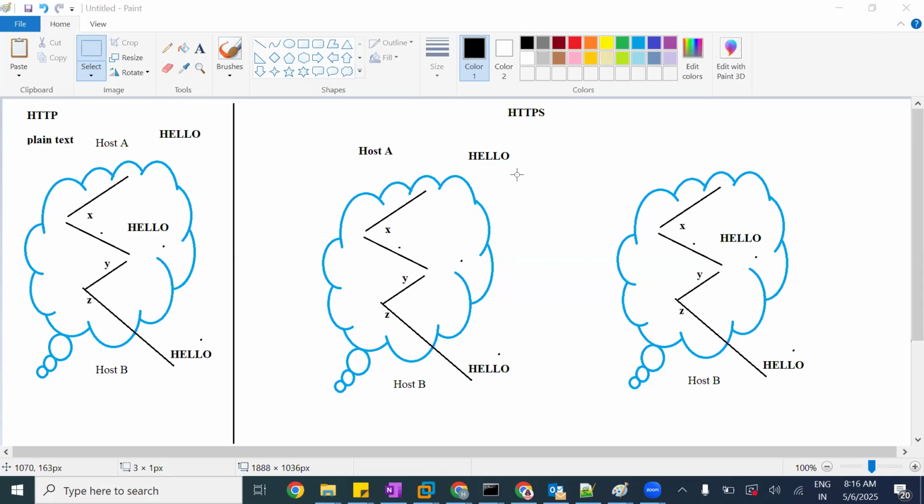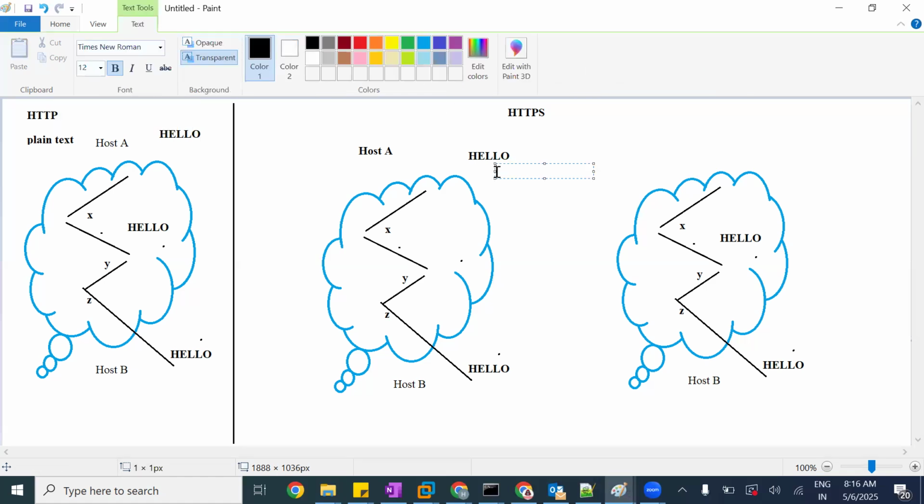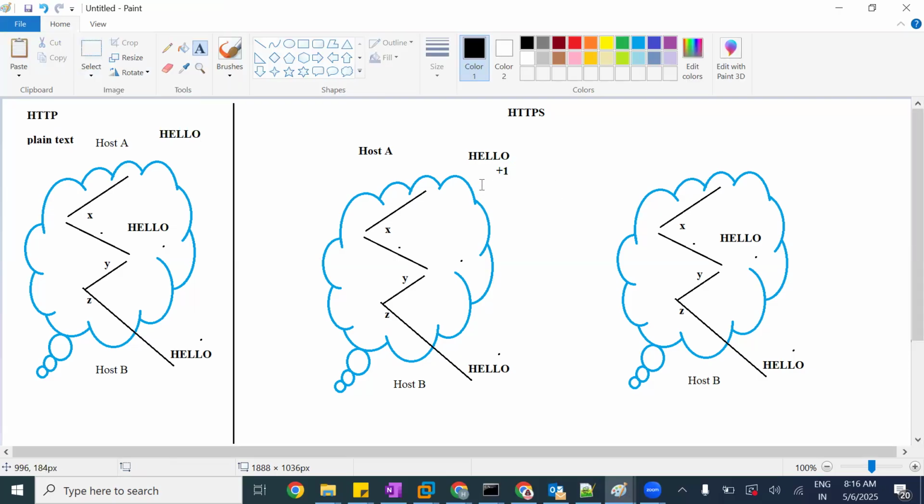How to do the encryption? Just to understand the concept, I will take a very simple secret key and algorithm. Think like hello is the message. I want to encrypt that with plus one. One is the key and plus is the algorithm.